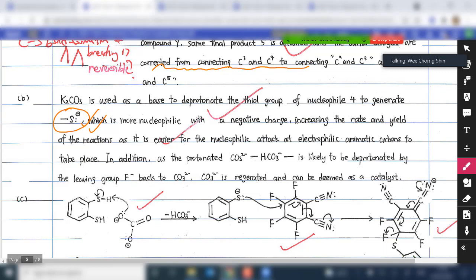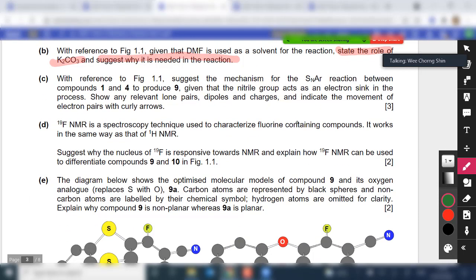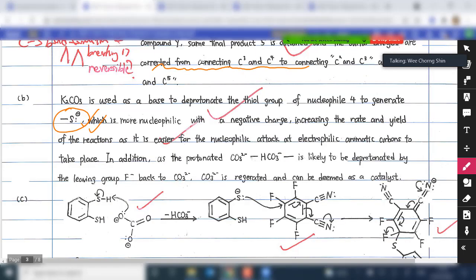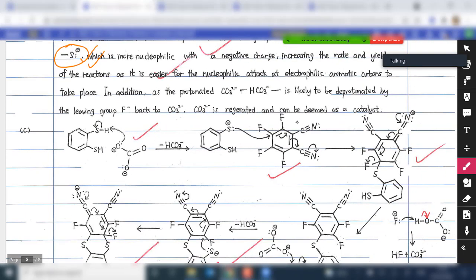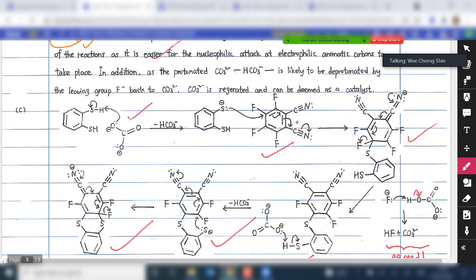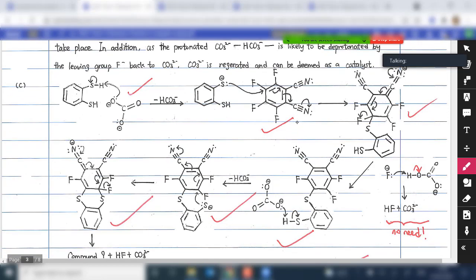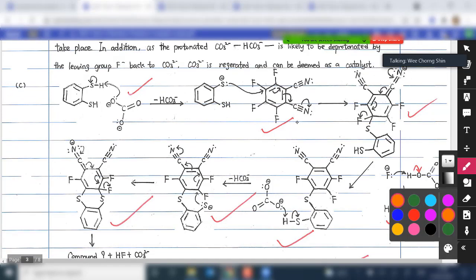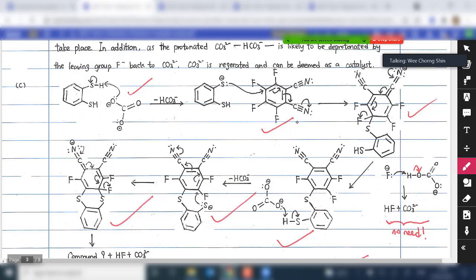Okay, can. Then after that, curly arrows. Like this. Perfect answer, no problem. So basically we have a deprotonation. Then after that, electron density you push all the way to the cyano group.